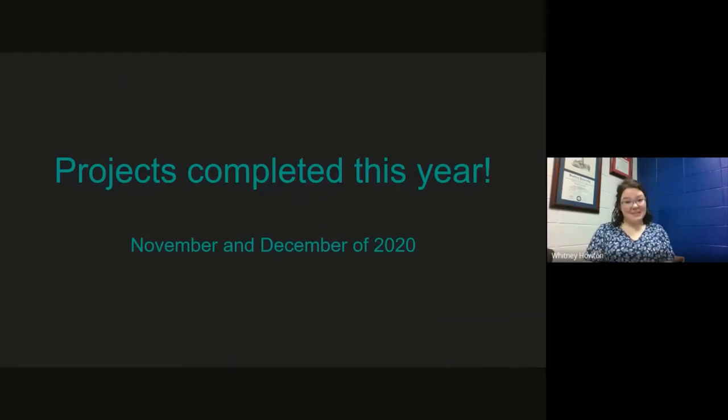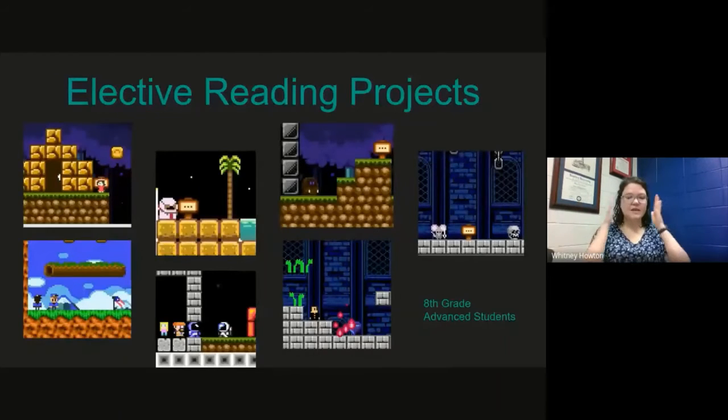Projects that we completed this year. We did 2 different projects in November and December. The first project we did was an elective reading project. And so our 8th grade GRC students are students who are in our 8th grade gifted ELA classes. They have elective reading that they have to do all throughout the year. And so they do different projects based on just to prove that they read the book, basically. And so this was one that we did in November.